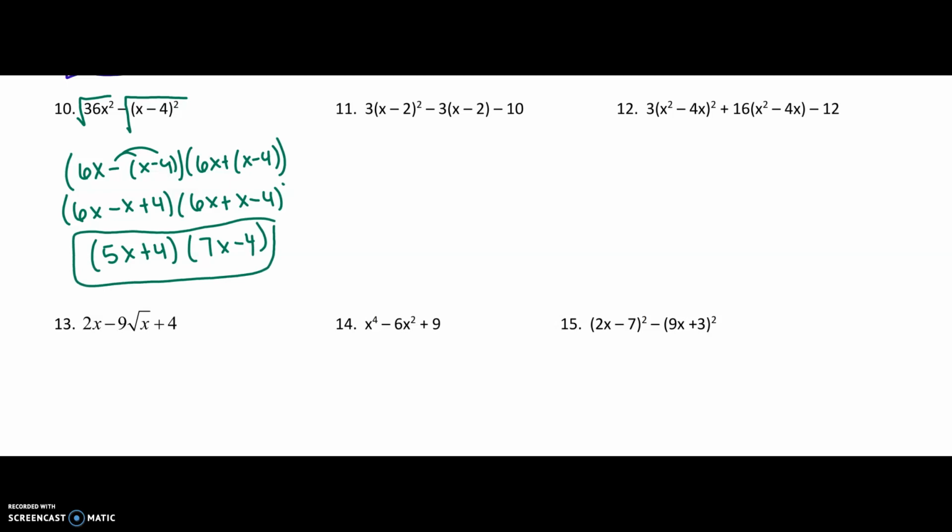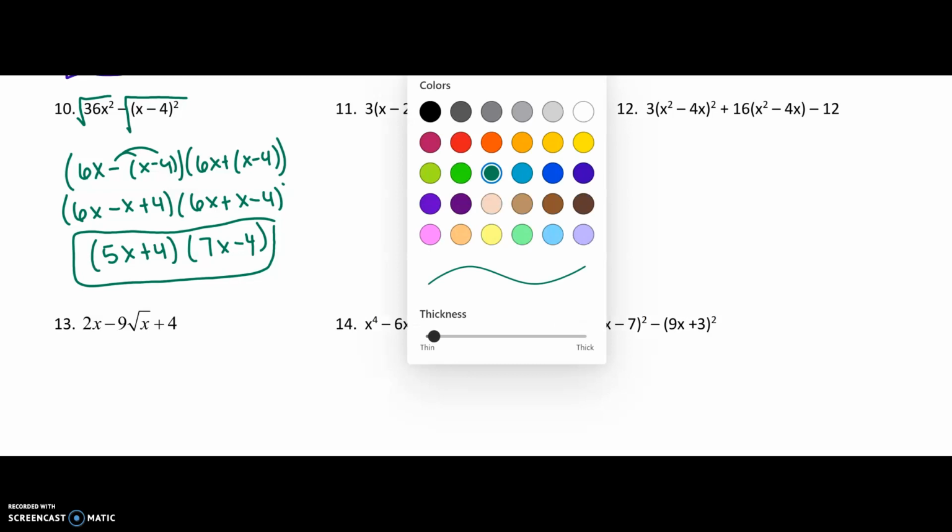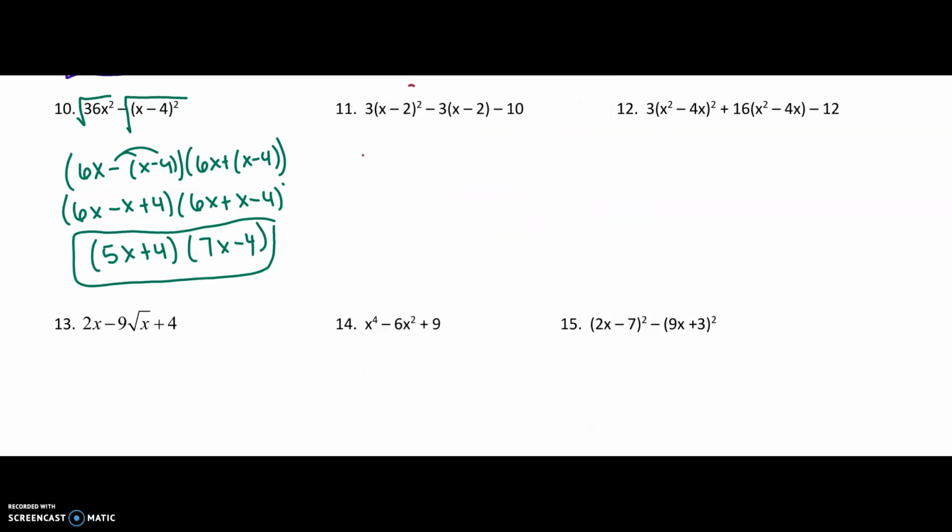For number 11, this is another quadratic form problem. So I'm going to call a the quantity x minus 2. When I do that, I can rewrite this as 3a squared minus 3a minus 10. So I need to multiply the 3 and the negative 10. I get negative 30. So I need factors of negative 30 that add up to negative 3.